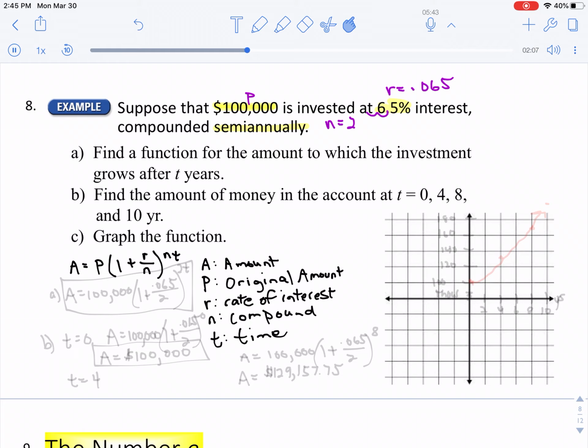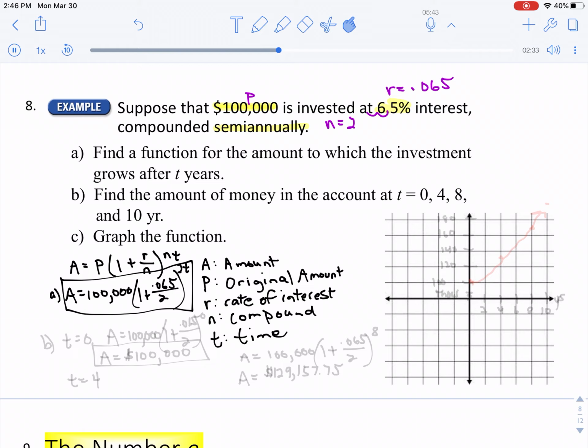So we're going to plug those into the formula for A. A equals the principal, which is $100,000, times 1 plus 0.065 over 2 raised to the 2t power. That is the answer for A. That's all they wanted, was the formula.